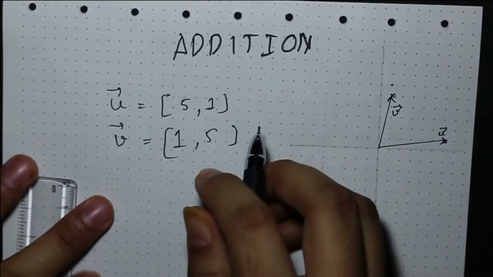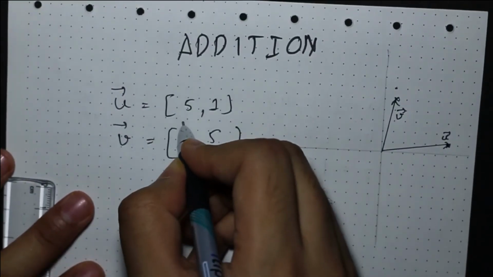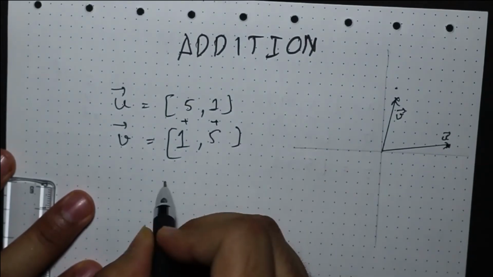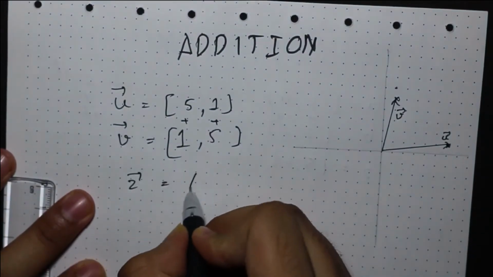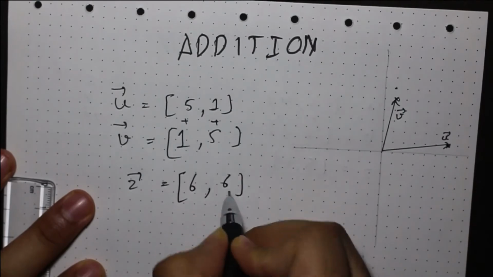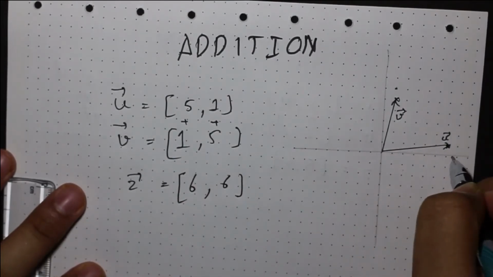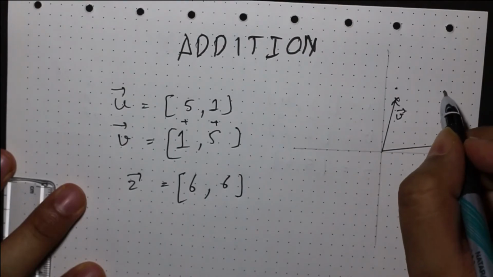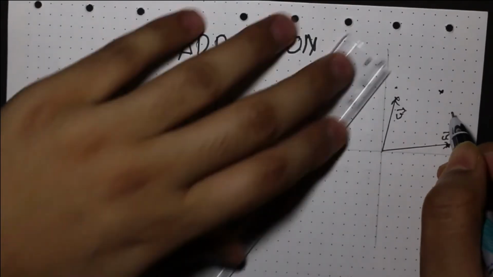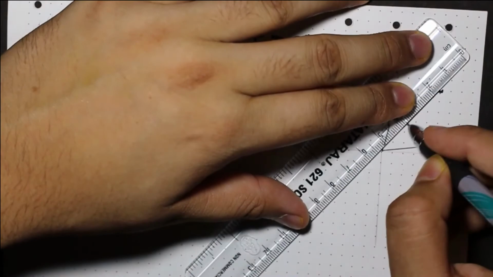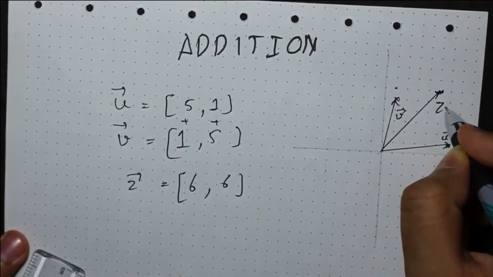Now what is the sum of these two vectors? The sum of these two vectors can be the individual sum of both the components. So we get a new vector z that is 6, 6. Now we can plot this addition of these two vectors in this plot and we get something around here. So this is a new vector z that is the addition of these two vectors.